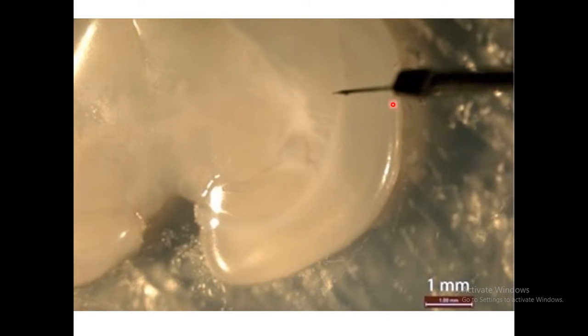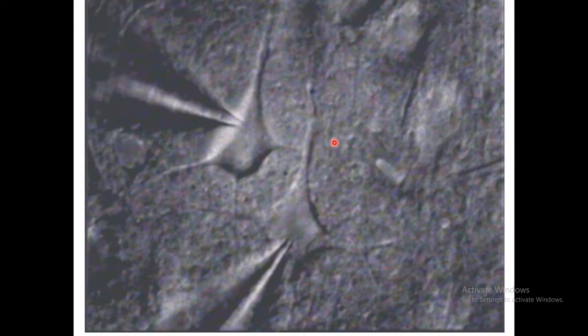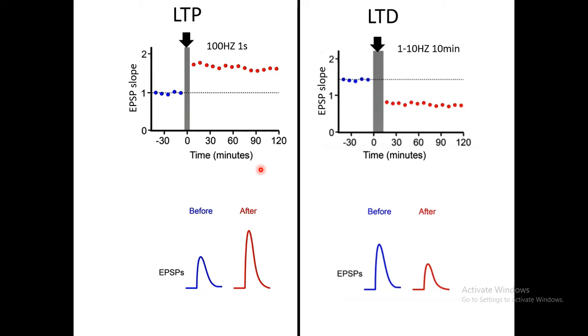Here is the recording electrode. The other side, which is not shown, has a stimulating electrode. They can stimulate from one side and record the responses from the other side. Here you can see a DIC image of the neurons where they start recording. Now they have the stimulating electrode.